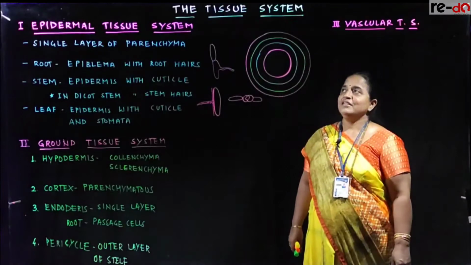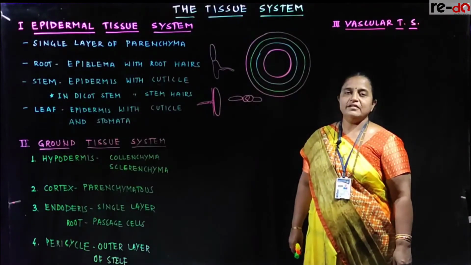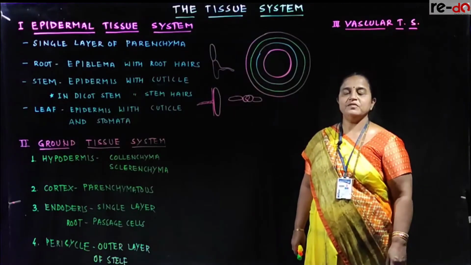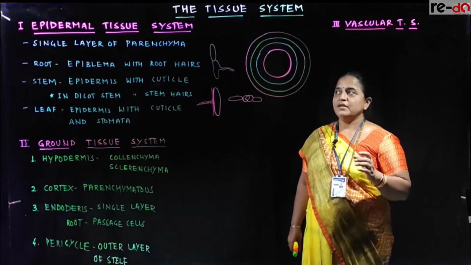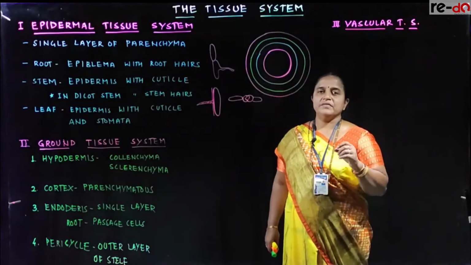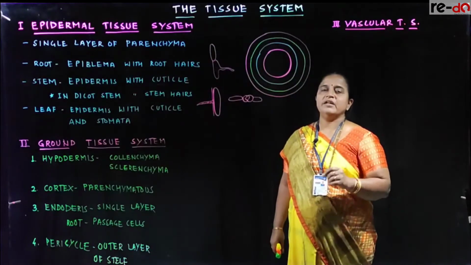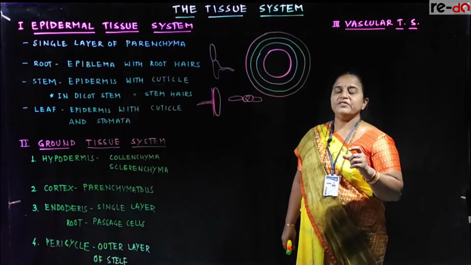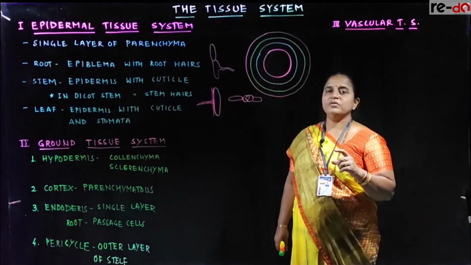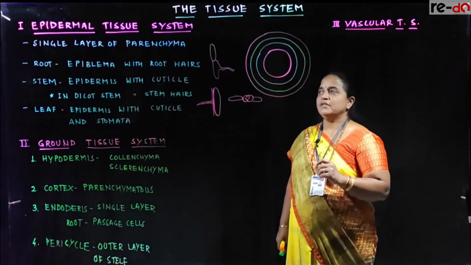Hello children. In today's session, let us learn the arrangement of tissues in the root and in the stem as well as in the leaf. Taking a general account, it is given under the heading the tissue system. Tissue system is broadly classified into three parts.